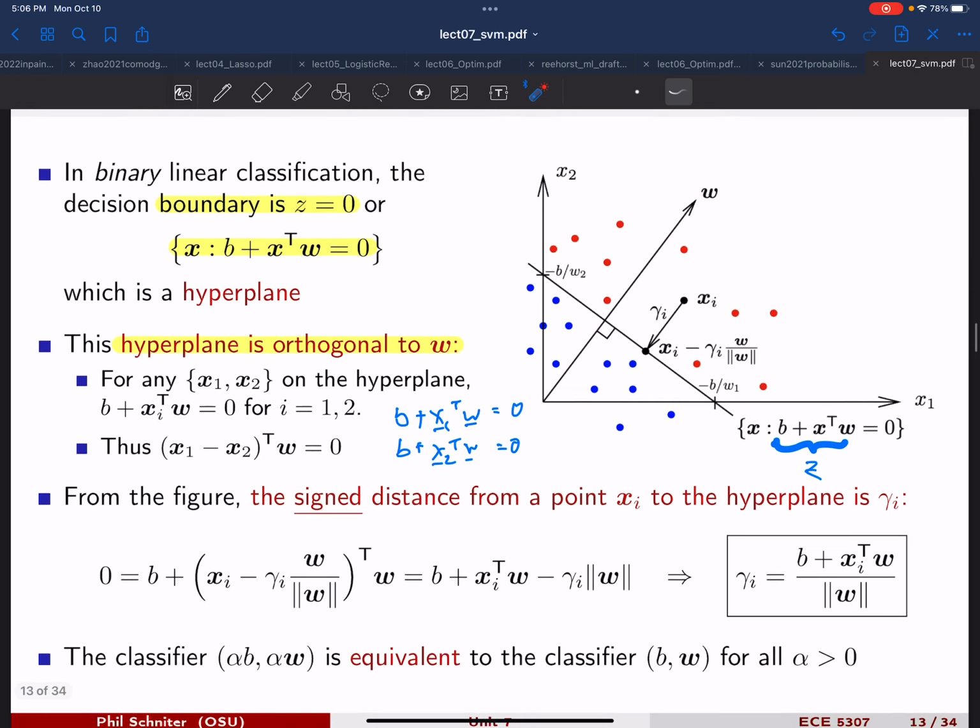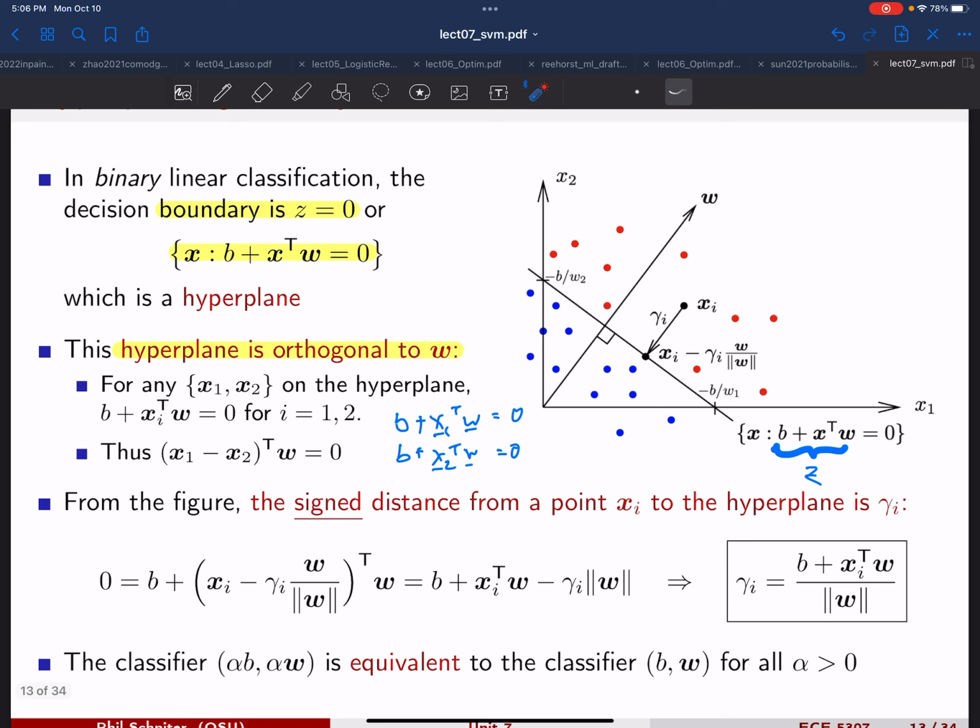I think this is a good place to stop for today. We're going to go a little bit deeper and start to talk about, given any training point, how far it is from the hyperplane. We'll be able to compute that in terms of the parameters of our model.